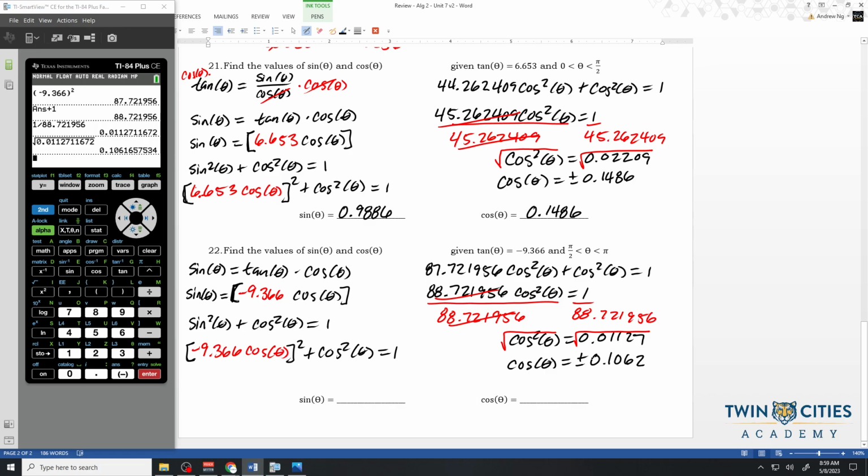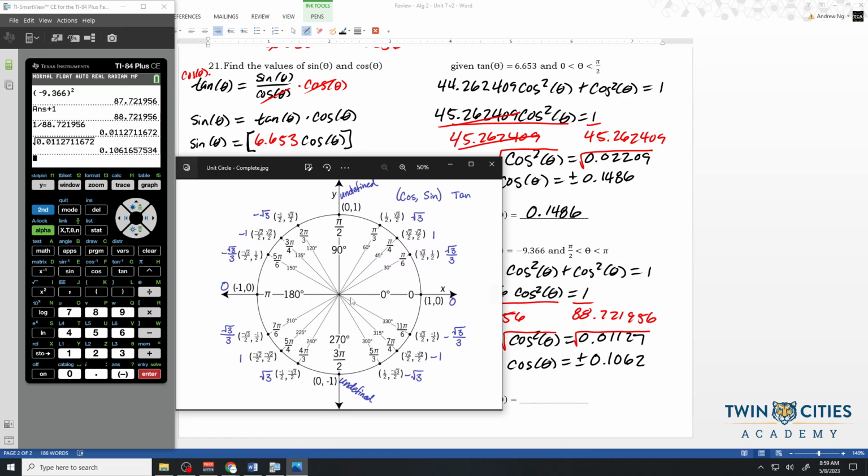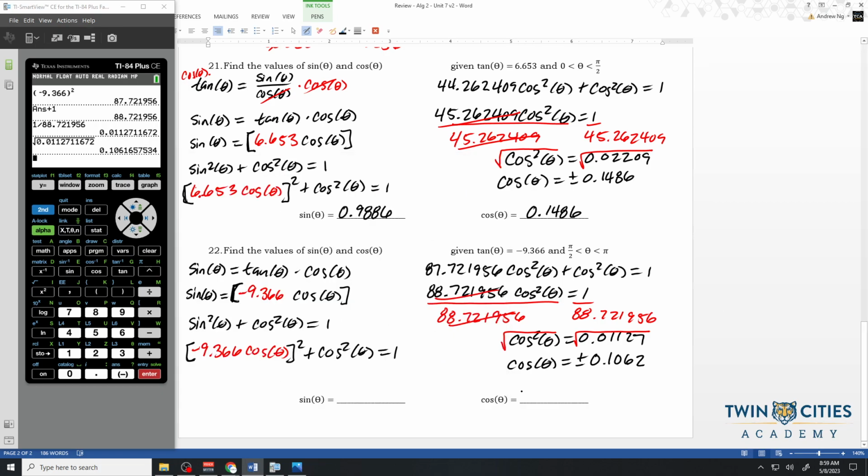To determine whether it should be positive or negative, let's take a look at the restriction. Pi over 2 is less than theta, less than pi. So I find pi over 2 is right here, and then pi is right here. So I'm between pi over 2 and pi. In this section, cosine, which is what we're looking for, is negative 1/2, negative square root of 2 over 2, and negative square root of 3 over 2. So this tells me that my cosine must be negative.